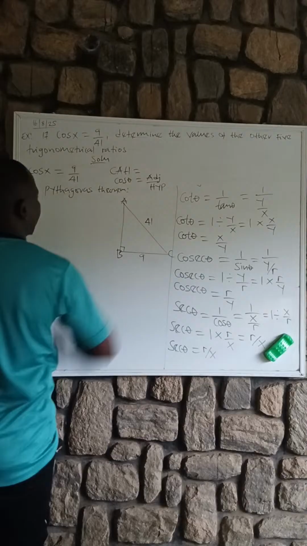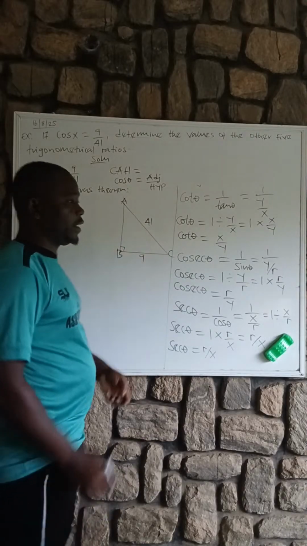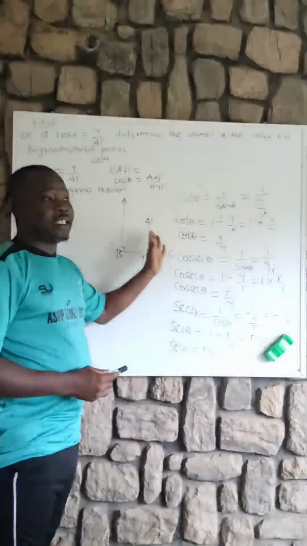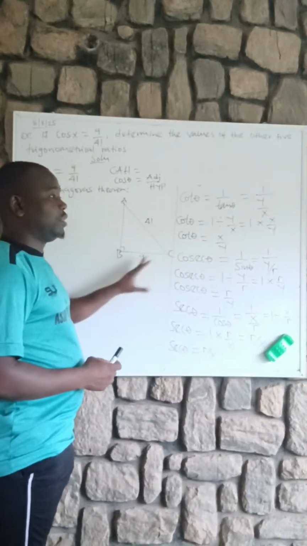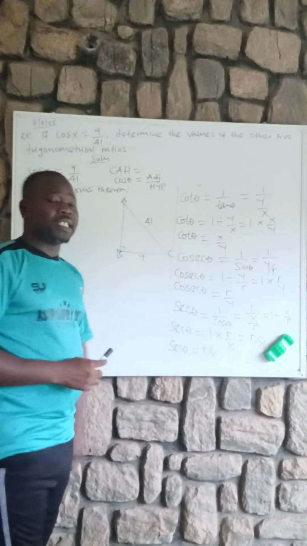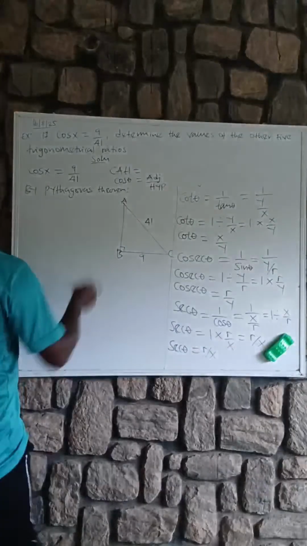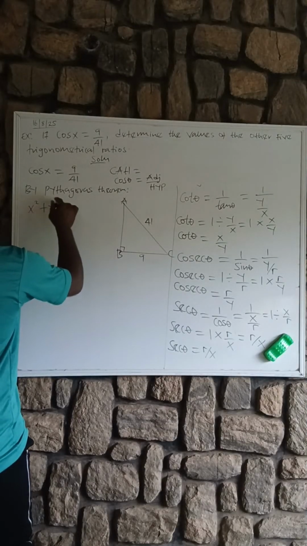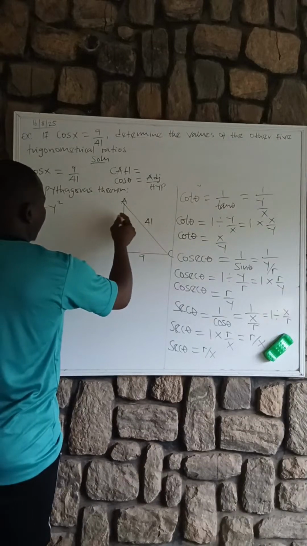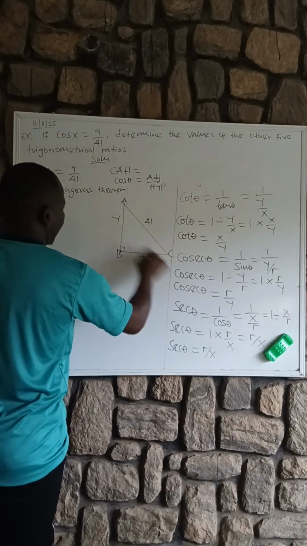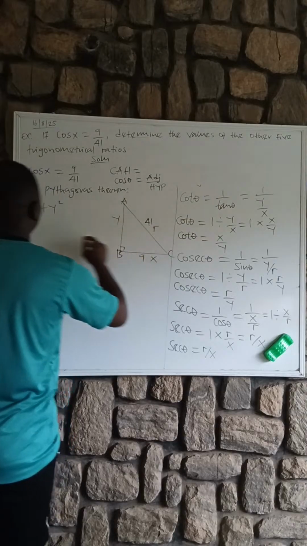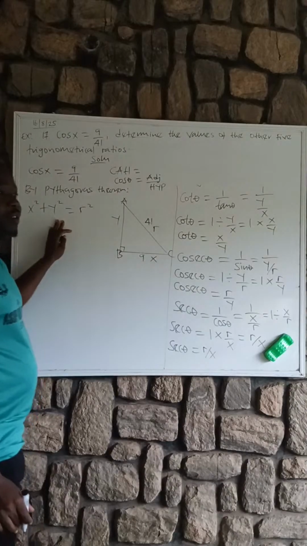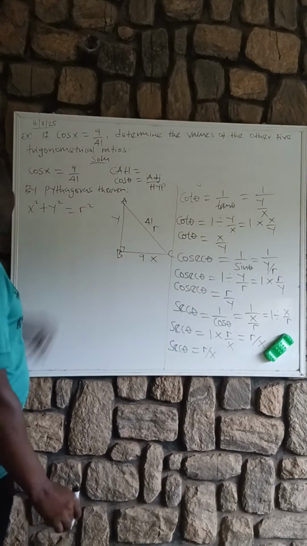Pythagoras is talking about this right-angled triangle. He said the square of the longest side is equal to the sum of the squares of the two remaining sides. So it means x squared plus y squared, where we assume this one to be y, x, and r, is equal to r squared.